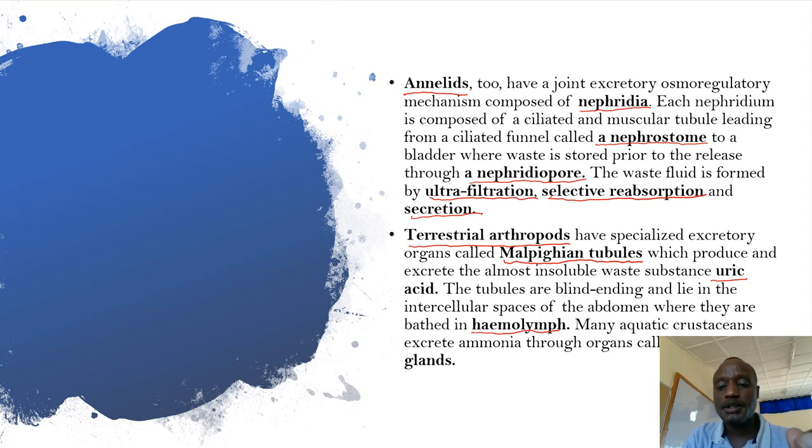Again, there is the hemolymph, and you remember the hemolymph in the circulatory system. Many aquatic crustaceans also discharge ammonia through organs. So they have different organs which help them to discharge this metabolic waste product. Please, here you have to note the organism. You also have to note the specialized excretory organ each organism uses to discharge the metabolic waste product.